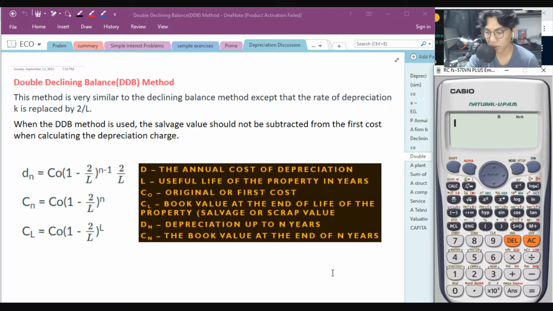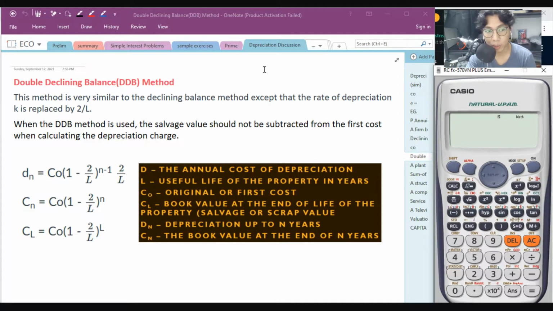Okay, so let's continue with our discussion pagdating ng depreciation. I have here tatlong topics pa that is left. And let's start. We left off with declining balance method or the Matheson formula.